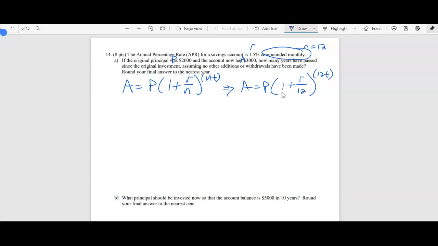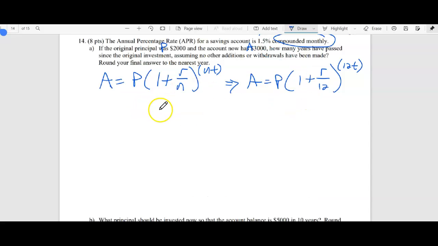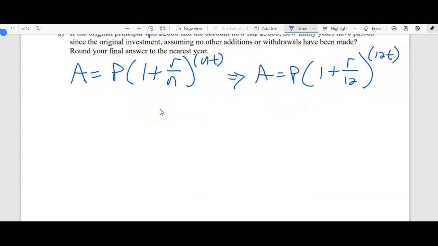That's great. So let's go into this a little closer now that we have what we need. We have 3,000 equals 2,000 times (1 plus 0.015 over 12) to the 12t. We're trying to solve for t. Here's the t in the exponent. We need to get it out of an exponent. That'll take a log, but there's a coefficient that gets in the way of the log. So we've got a little ways to go before we can solve for t.